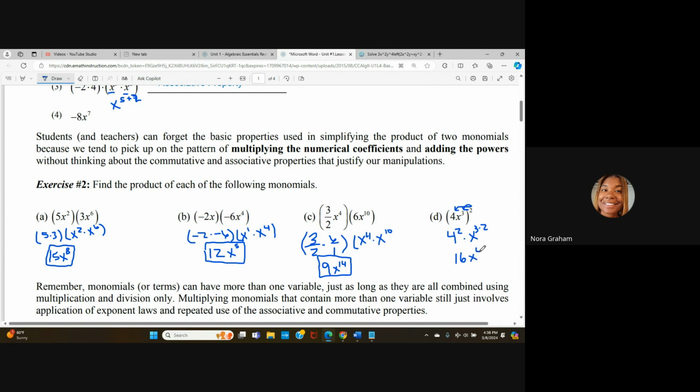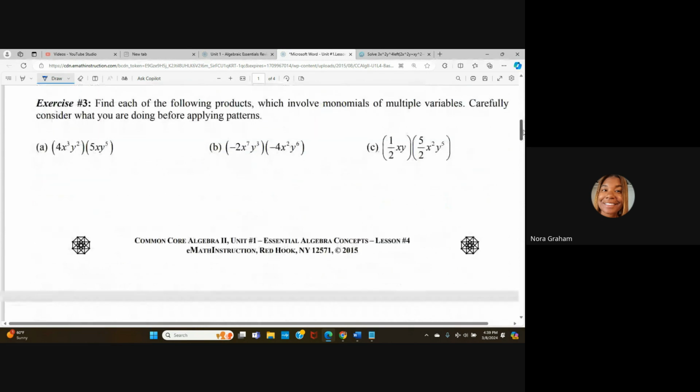Okay. And that's more of the distributive property. Okay, cool. So now let's look at exercise 3. This one, they want us to find each of the following products. Products is the answer to a multiplication problem, which involve monomials of multiple variables. Clarify, consider what you are doing before applying patterns.